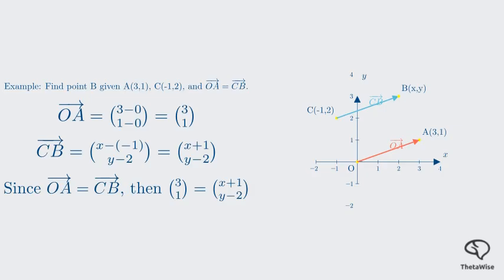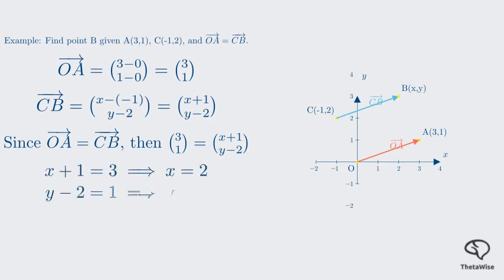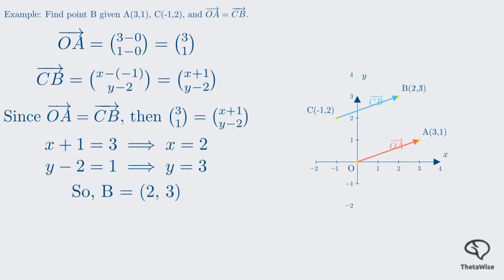We set up 2 equations. x plus 1 equals 3 and y minus 2 equals 1. Solving the first equation, we find that x equals 2. Solving the second, we find that y equals 3. So the coordinates of point B are (2, 3). This shows how the algebraic definition of equality allows us to solve for unknowns.